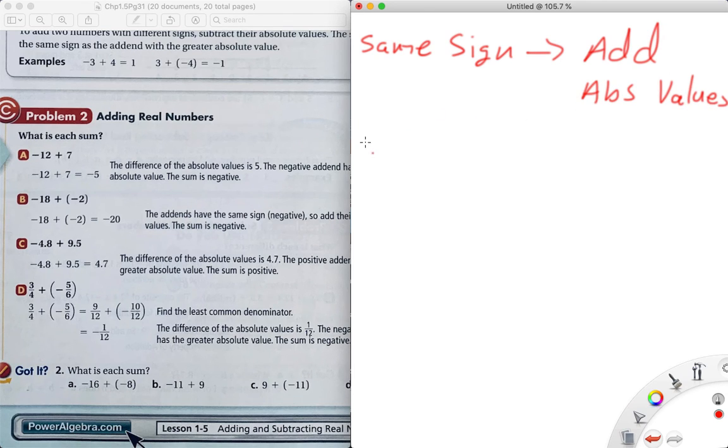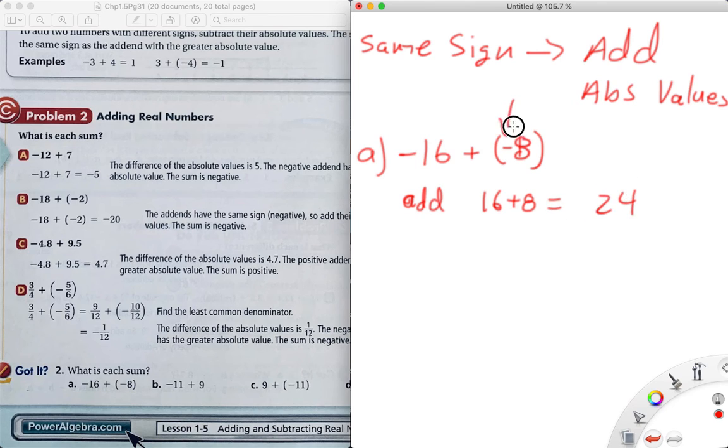So in the case of A, we have a -16, and then we're adding another -16, or rather 8, sorry. They are the same sign. Since they are the same sign, if we were going to use the number line, you go 16 to the left and then you go another 8 to the left. Since they're the same sign, I'm going to add them. So I got 16 plus 8, which equals 24. Since both of the signs are negative, your final answer will also be negative.